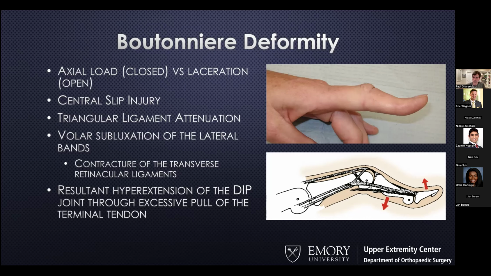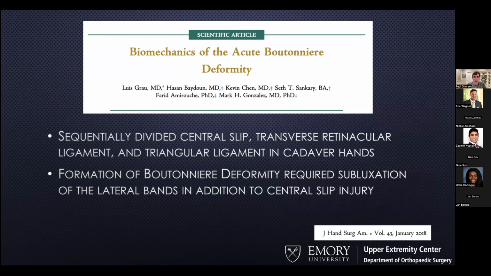And from a functional standpoint, a lot of times it's that hyperextension at the DIP joint that can cause the biggest functional problem. Because a lot of times people can live with an extension lag of the PIP joint that's 20 to 30 degrees, but hyperextension of the DIP joint is usually non-functional and can cause a big problem. And it's also difficult to treat.